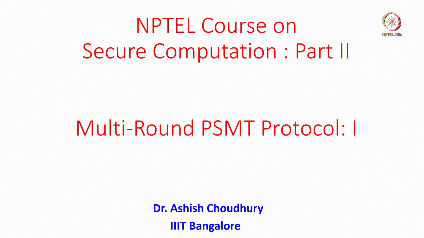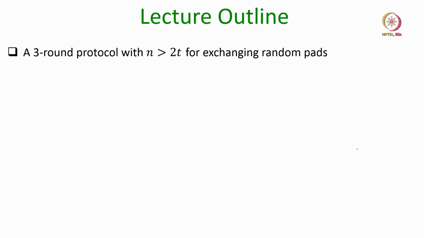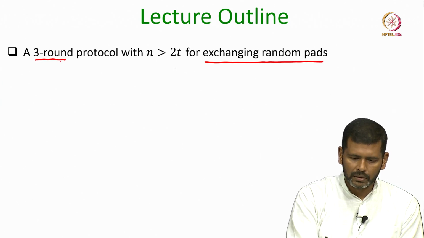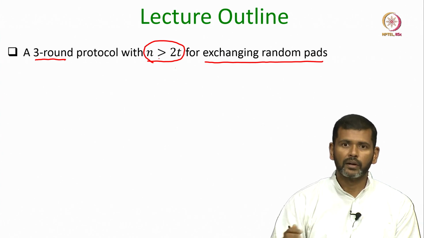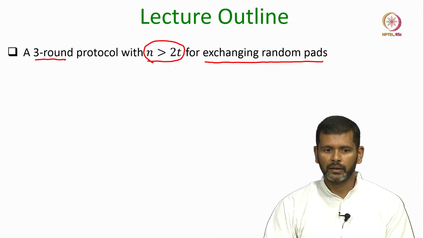So, in the last lecture we had discussed a one round PSMT protocol. We will now focus our attention on multi round PSMT protocols. We will have two lectures on multi round PSMT protocols. In this lecture we will discuss a protocol which allows two parties to exchange random pads, and this will be a 3 round protocol with the condition n greater than 2t. In the next lecture we will see how we can utilize this protocol to get a multi round PSMT protocol.